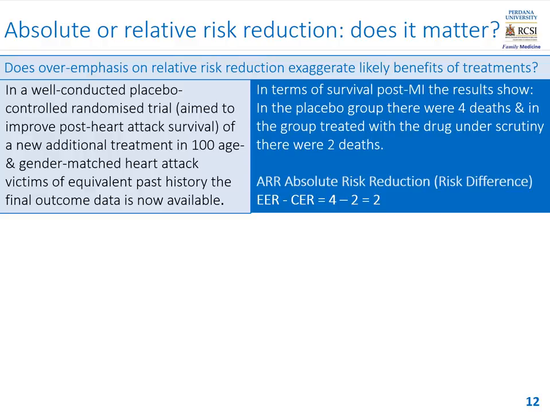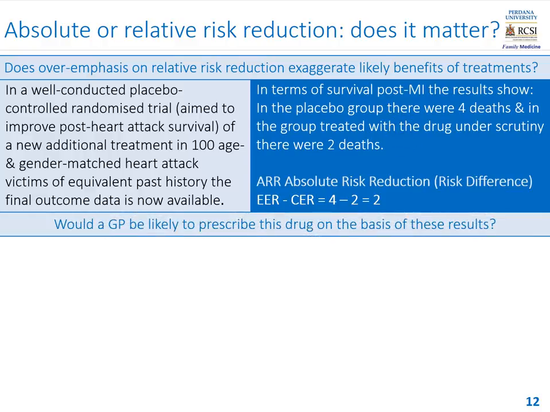So the absolute risk reduction is just simple sums. It's 4 minus 2. So there's a 2% reduction. And the question then would be, would you be more likely to prescribe this drug on the basis of these results? And the answer is probably no, because the figures are quite low. If you present the exact same information in a different way, it can be much more convincing.